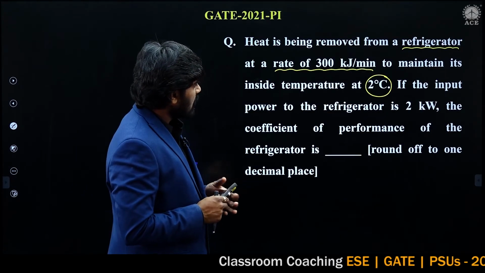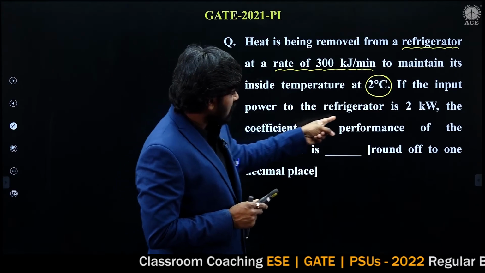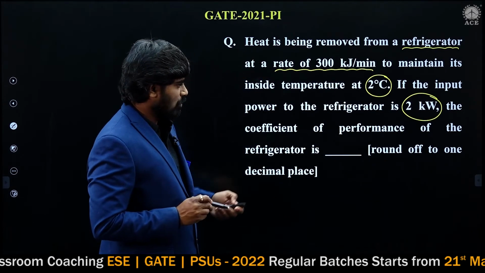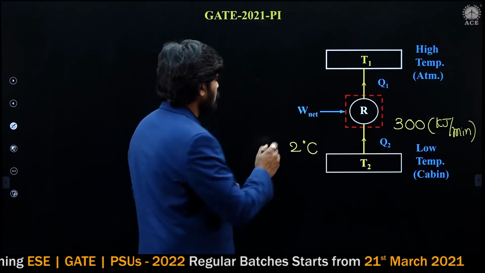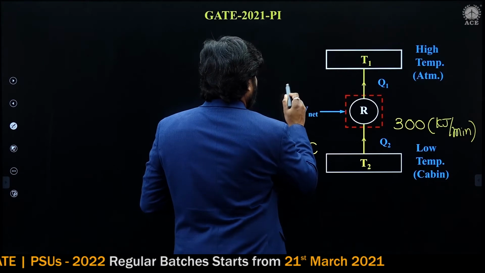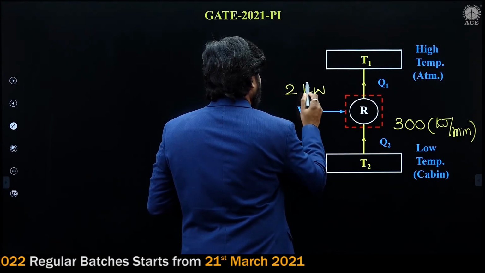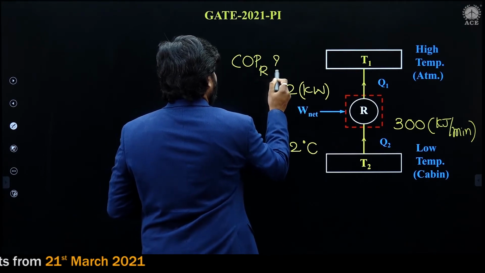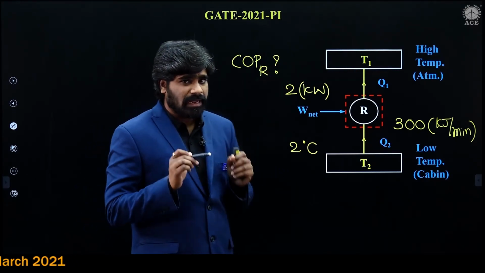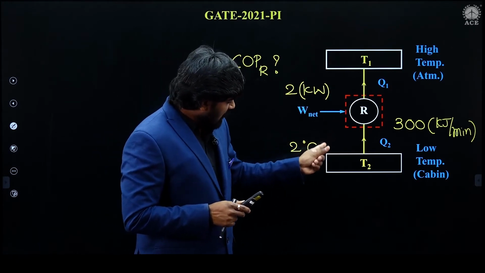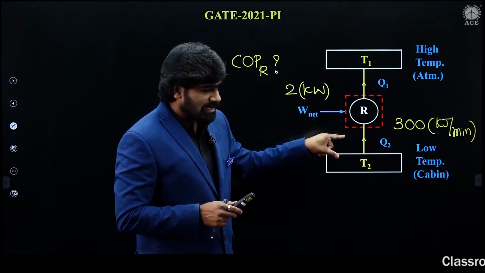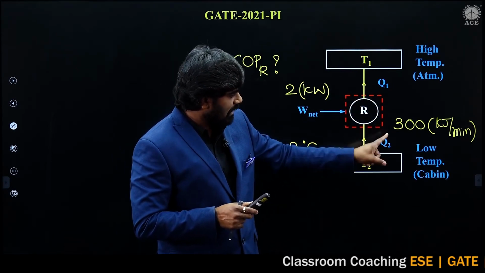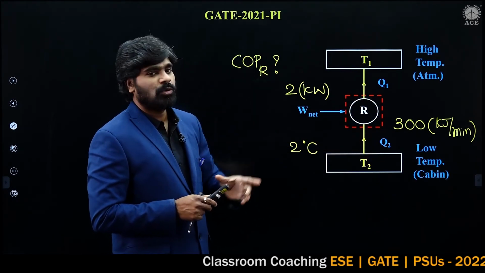Now, if the work input or power input is 2 kilowatt, what is the COP, coefficient of performance, to be calculated? Power input is 2 kilowatt given. COP of the refrigerating machine is to be calculated. I repeat once again: in order to maintain 2 degrees centigrade in the refrigerator cabin, 300 kilojoules of heat is removed per minute, and power supply is given, COP to be calculated.